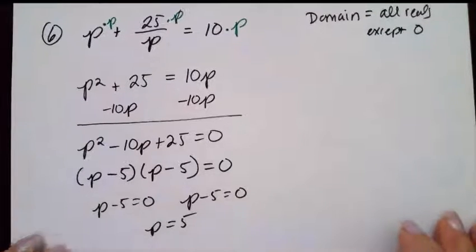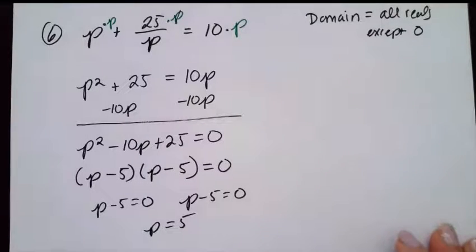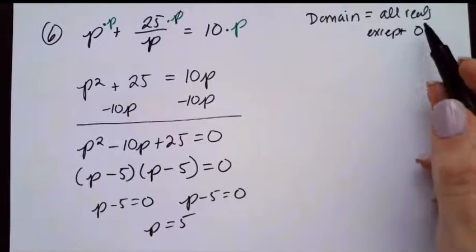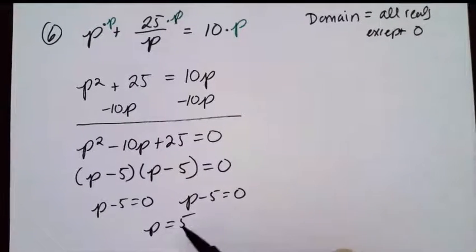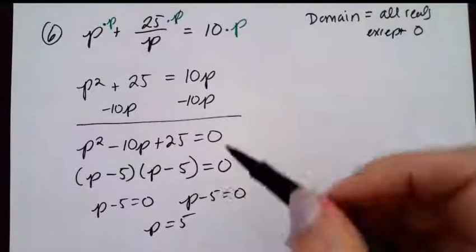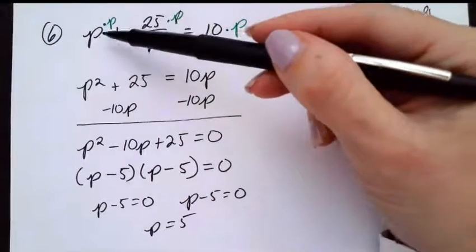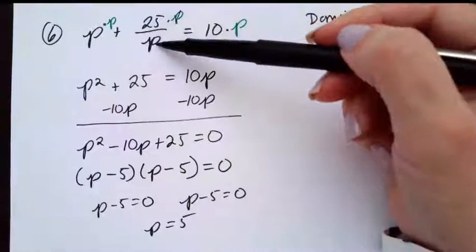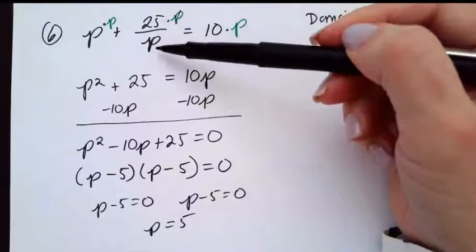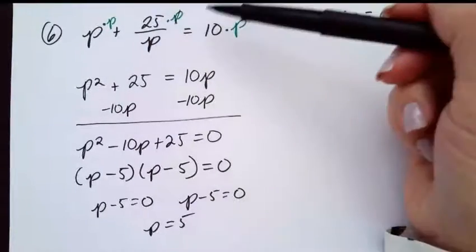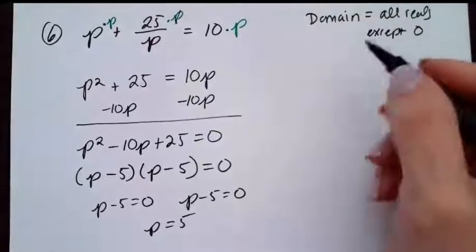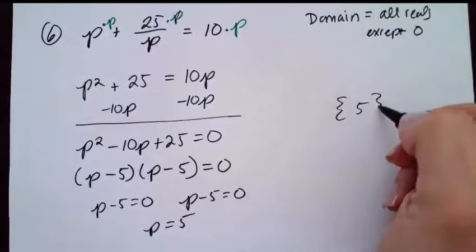And I'll check that with my domain. It agrees with the domain because the domain is all reals except 0. This is not 0, so it's good. And you can double check, right, and just make sure. I would have 5 plus 25 over 5. 25 divided by 5 is 5, so 5 plus 5 equals 10, which works. So my solution set is 5.